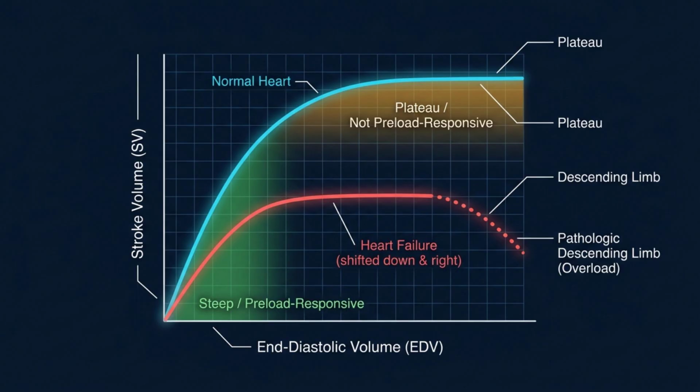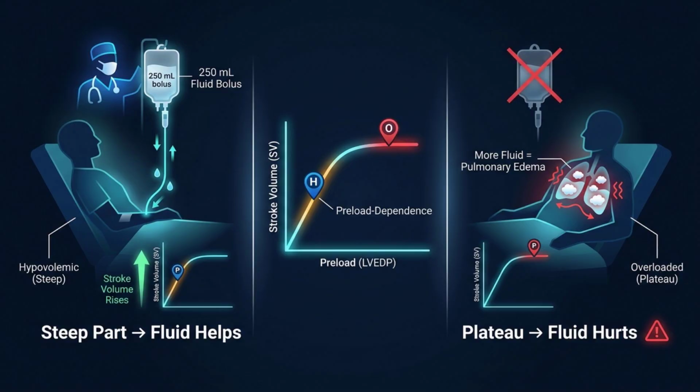In heart failure, the whole curve is shifted down and to the right. Any given preload produces less stroke volume. And importantly, a failing heart may sit on the plateau, where extra fluid doesn't boost output and instead causes congestion. This is what makes preload dependence clinically important.